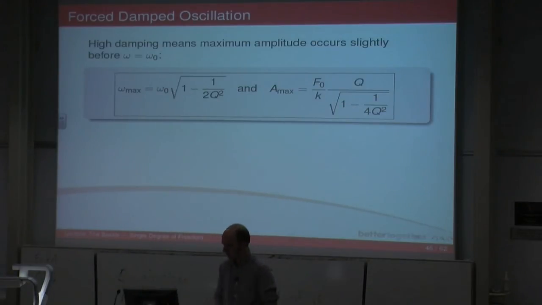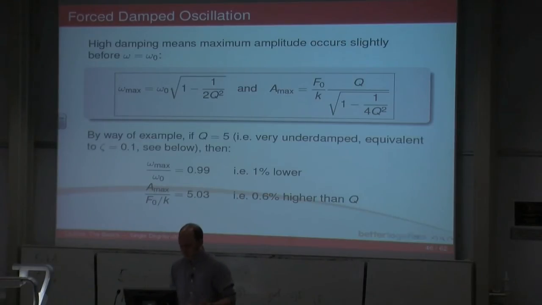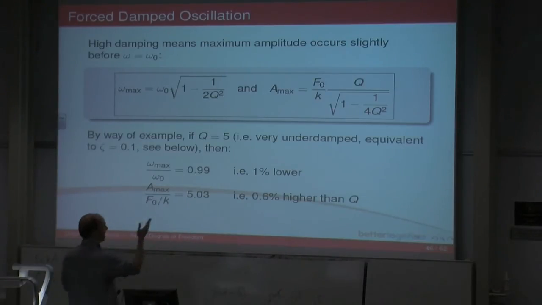If you have high damping, then omega max, which is the frequency at which you reach that maximum point, is defined by this, where there's that Q term again, and the amplitude is defined by this. I'm not going to go through the derivations of it, but that's the case. Don't worry too much about it, because you need a really low value of Q for it to make any significant difference. Q is equal to 5 here, so it's very underdamped. You've got massive oscillations, not much damping at all.